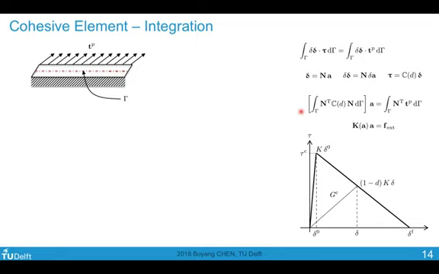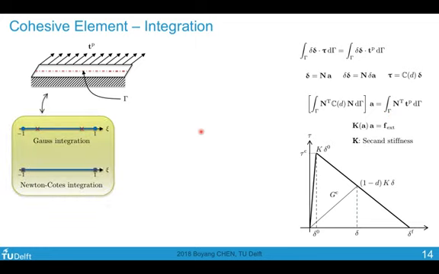Once we have this expression, we need to perform the integral on gamma, and when it comes to integration in finite element method, we always do a quadrature. There are two popular options. One is the Gauss integration, where we have the integration points away from the two end nodes. The other one is Newton-Cotes integration, where we have the two integration points directly on the two end nodes. The Newton-Cotes integration is usually the preferred choice in standard finite element method, but when it comes to cohesive element, it has a certain drawback.